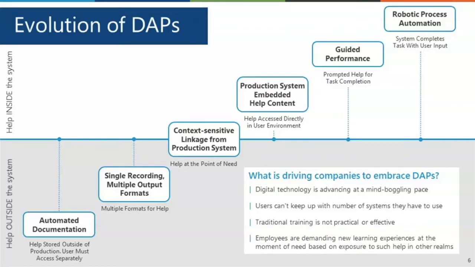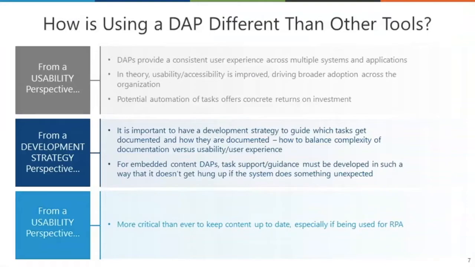So you can see companies are really being driven right now to embrace DAPs. So how are they different from other tools that people might have been using? From a usability experience, obviously they're giving that great user experience across all the different systems. And as usability and accessibility is improved, that's going to drive adoption everywhere in the organization. At the same time, for companies that are able to use those RPA capabilities, that's a huge, clear benefit on return on investment.